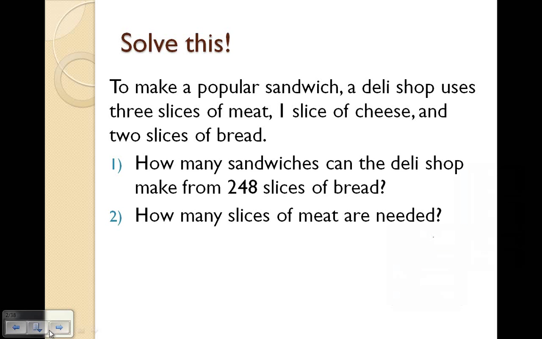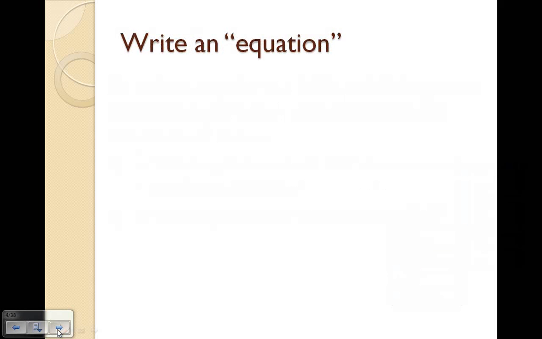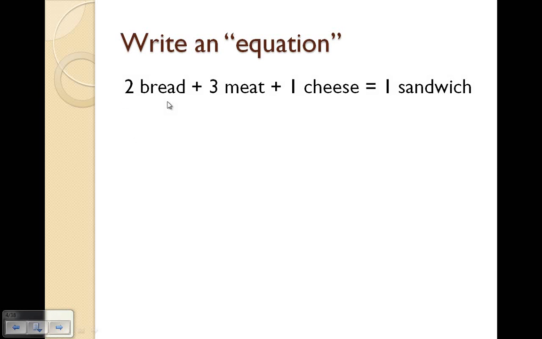Okay. Now you can probably do this in your head, but here's the given, right? 3 slices of meat, 1 slice of cheese, 2 slices of bread. We can actually, even though you didn't need to do this, write an equation just like a chemical equation. We took 2 bread and 3 meat and 1 cheese, and we made 1 sandwich, right? Or 2 bread, 3 meat, 1 cheese, and we made 1 sandwich that had 2 pieces of bread, 3 slices of meat, and 1 slice of cheese.